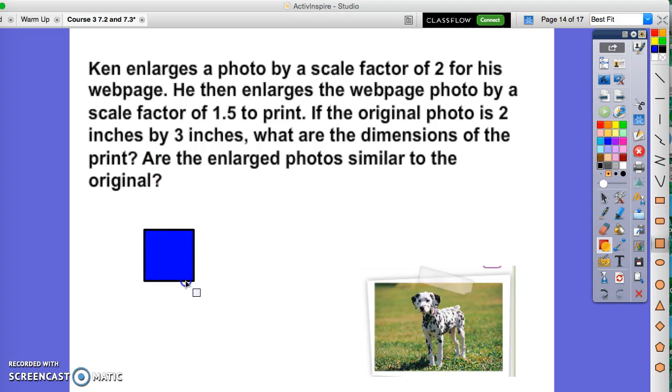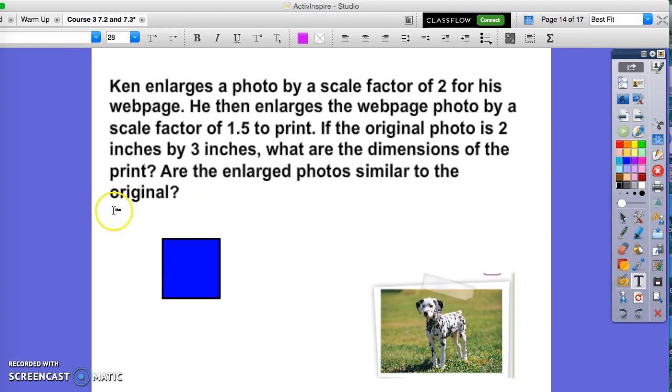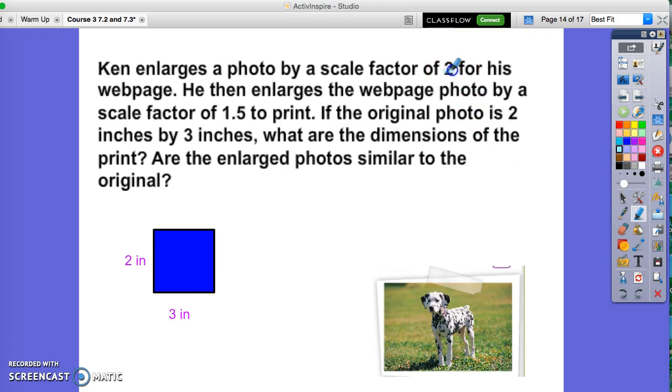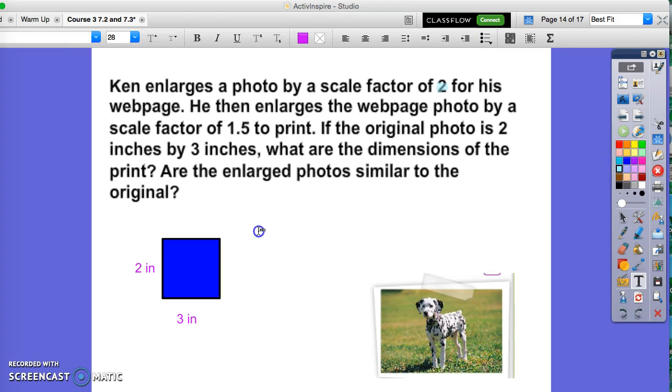So if we have this photo here that is 2 inches by 3 inches, well, we're going to make that bigger, which means we're going to double it first. Okay, so the first one we doubled. So the first time we enlarge it, it goes from a 2 by 3 to a 4 inch by 6 inch. Okay, so that's after the first enlargement.